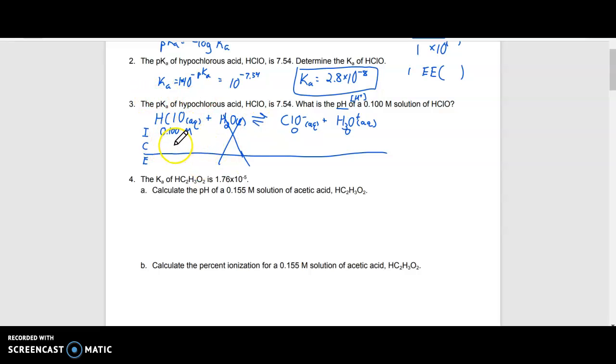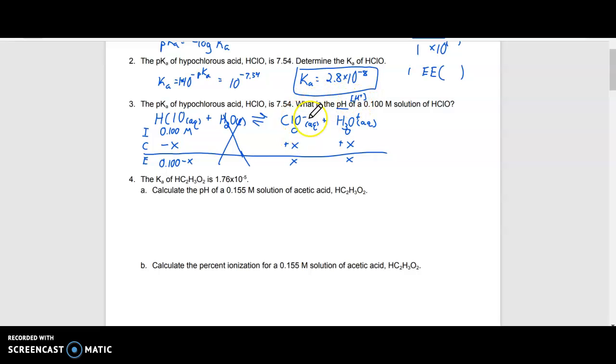And now for the change. To reach equilibrium, I know that I'm going to end up producing products. I'm going to end up using up the reactant. So it's going to be minus X, plus X, and plus X. And then for at equilibrium, I just do the math. It's 0.100 minus X. And over here, I just end up with X and X, just like before.